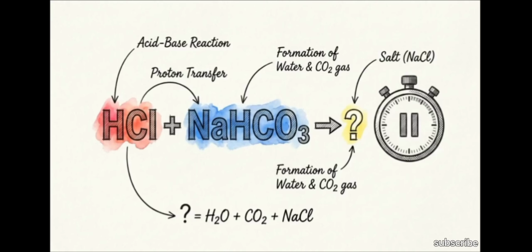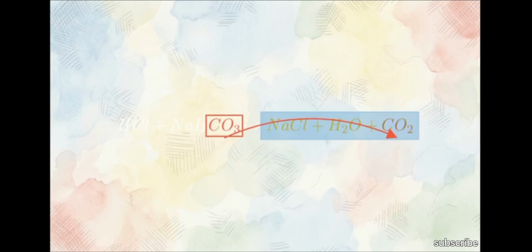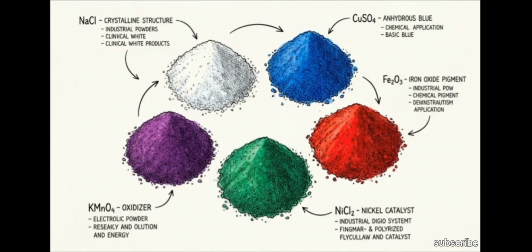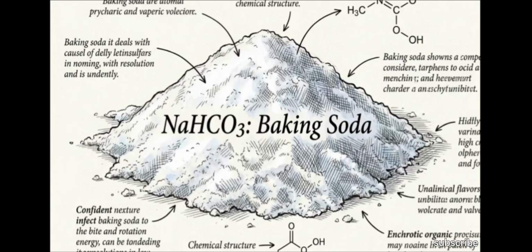Let's test this rule. Pause the video and predict the exact products of reacting hydrochloric acid with sodium hydrogen carbonate. The products are sodium chloride, water, and carbon dioxide. Even though the starting molecule contains hydrogen, the presence of the carbonate group guarantees that carbon dioxide will be the gas produced.